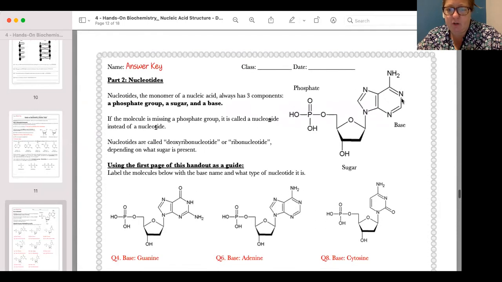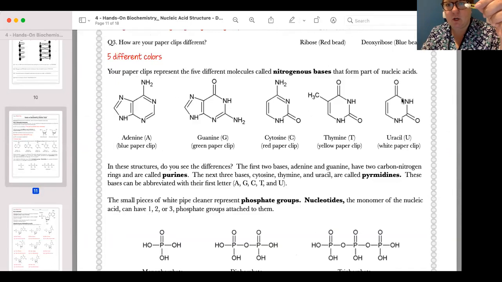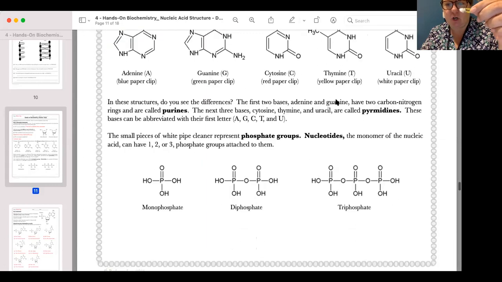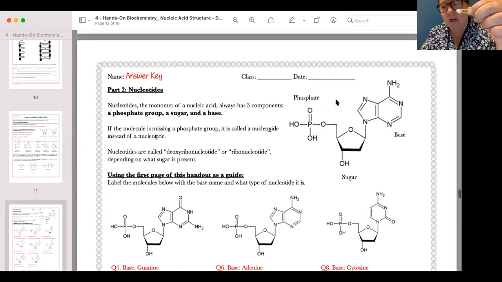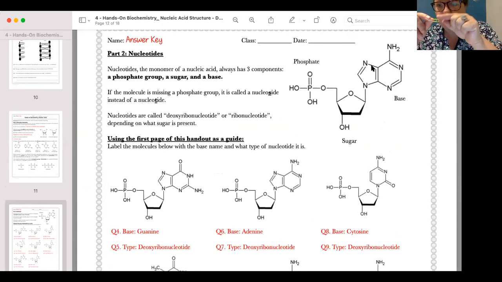A nucleotide, the monomer of a nucleic acid, always has 3 components. It has a phosphate group, a sugar, and then your base. So there's 3 things on this model. There is the phosphate group, which is the pipe cleaner. There is the sugar, which is your monomer bead. And then you have your base, which is the paper clip from up here. These are your nitrogenous bases: adenine, guanine, and so on. That's 3 parts, 1, 2, 3, of a nucleotide.